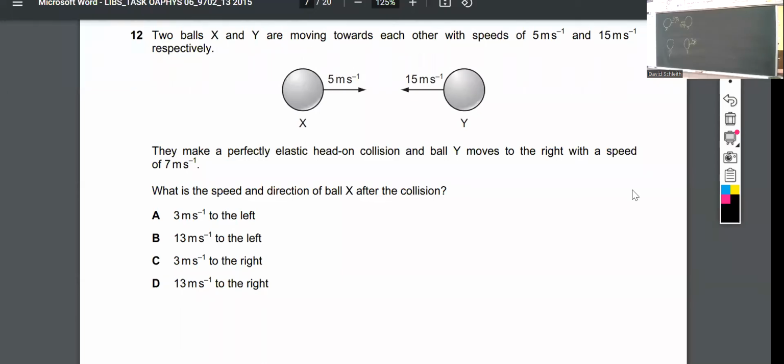Hello and welcome. In this worked example, we've got two balls, X and Y, moving towards each other with speeds 5 and 15 meters per second, respectively. They make a perfectly elastic head-on collision, and ball Y moves to the right with a speed of 7 meters per second. We're interested in the speed and direction of ball X after the collision. Let's jump over to the chalkboard.